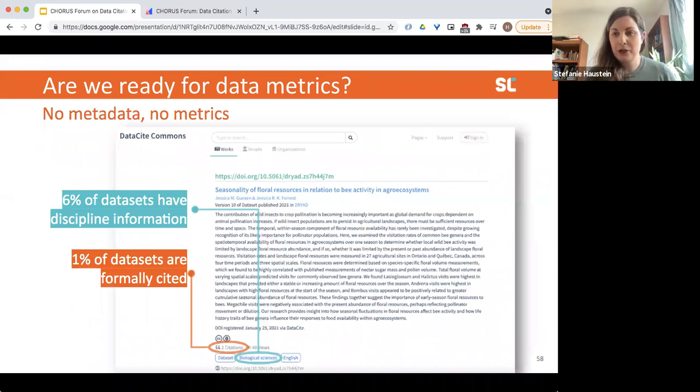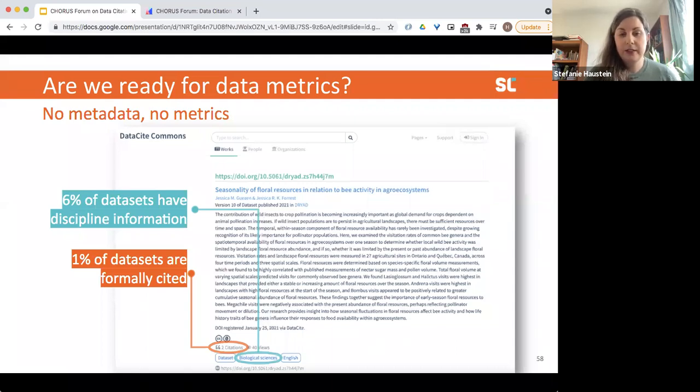So why do I think we're not there? We can't create any metrics today. I think it's because we are lacking the necessary metadata. And without that metadata, there aren't any metrics. To give you an example here, if you look at everything that's in DataCite, if you can access this through the API, you will notice that only 6% of their data sets have any discipline information. And only one of the data sets are formally cited.